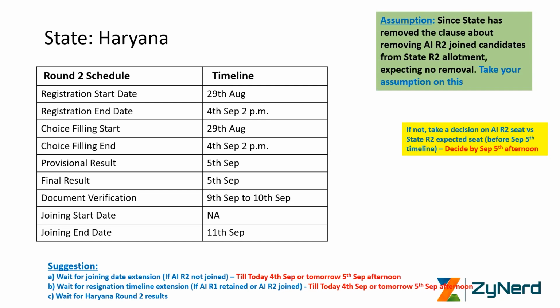The assumption here is that Haryana will not remove All India Round 2 joint candidates from state round 2 allotment. Haryana has actually provided clarity on this by removing the clauses from last year. Last year, there were clauses saying All India Round 2 joint candidates will be removed. Haryana has removed those clauses this year very specifically, so they are also aligning with everything. So we believe that if the results come in on the 5th, they cannot remove, and they will not remove.